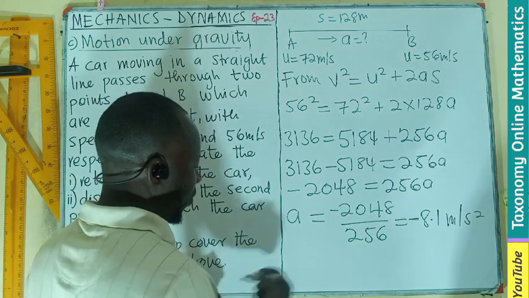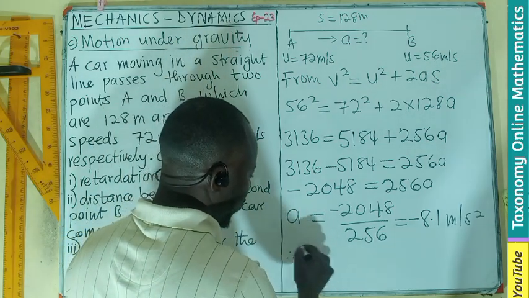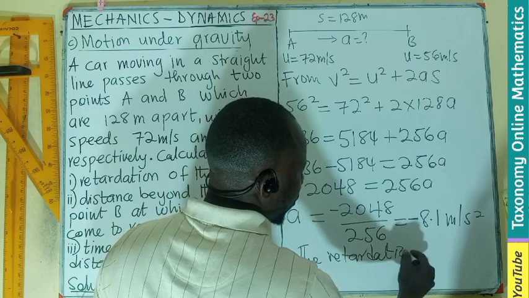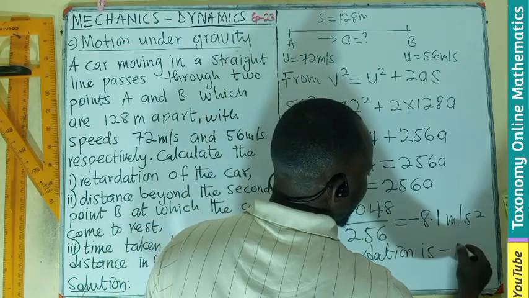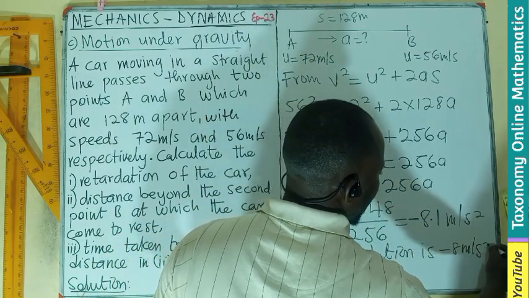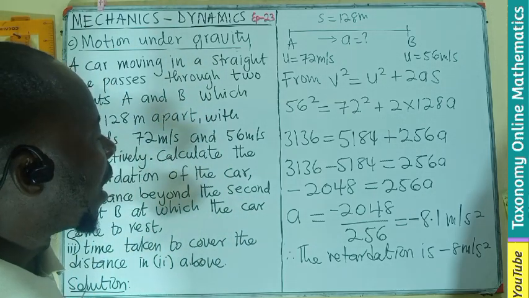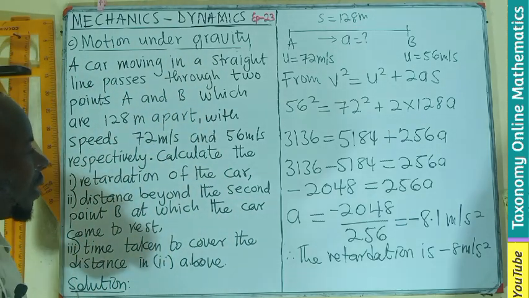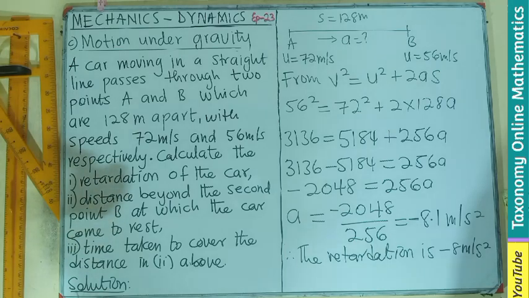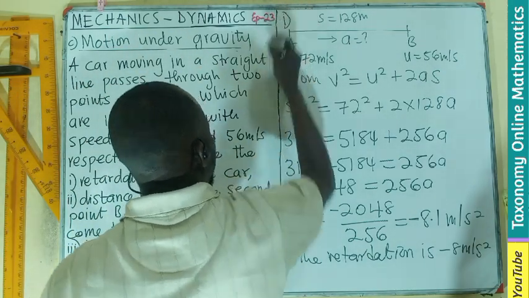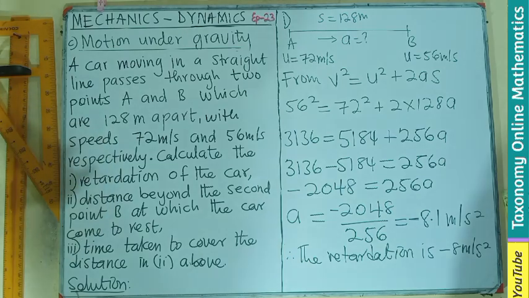Therefore, the retardation is going to be negative 8 meters per second squared. That is the first part. I can still label this as the first part. Then we are going to the second part.